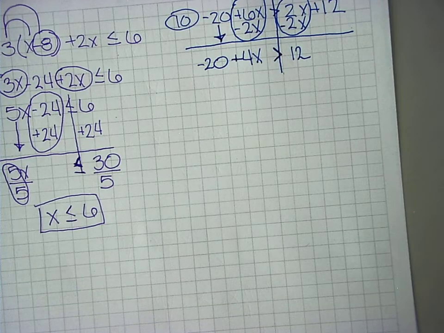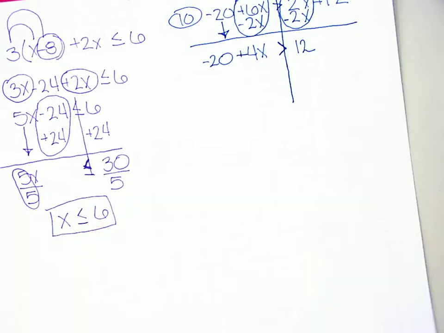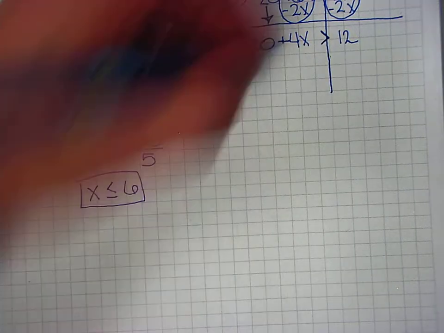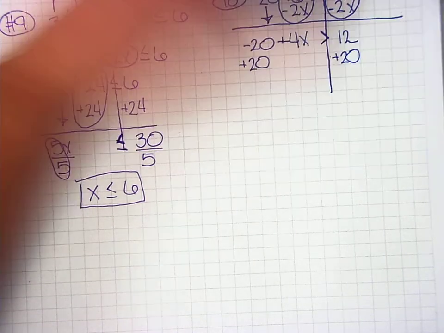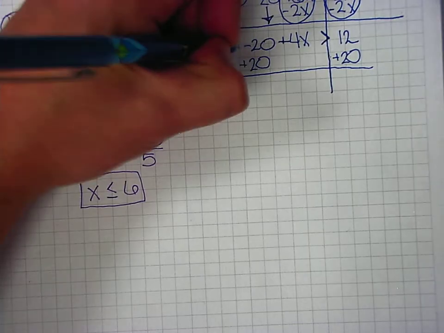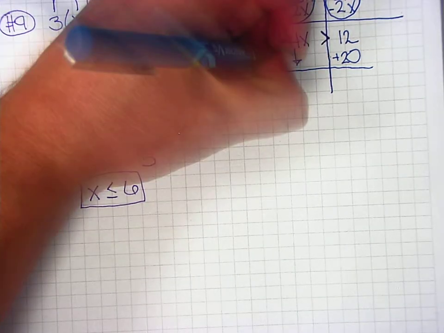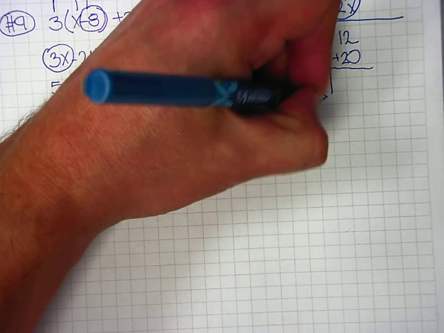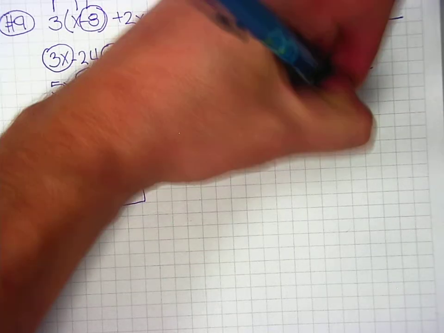Now I will continue to treat this like a two-step equation with an inequality in this case. So I want to go ahead and get rid of this negative 20 that's hanging out at the end. I'll do that by adding 20 to both sides of my inequality. This also helps me combine like terms on the other side with the numbers. So negative 20 plus 20 is 0. The positive 4x falls right on down. My inequality symbol comes right on down. 12 plus 20 on the right hand side is 32.